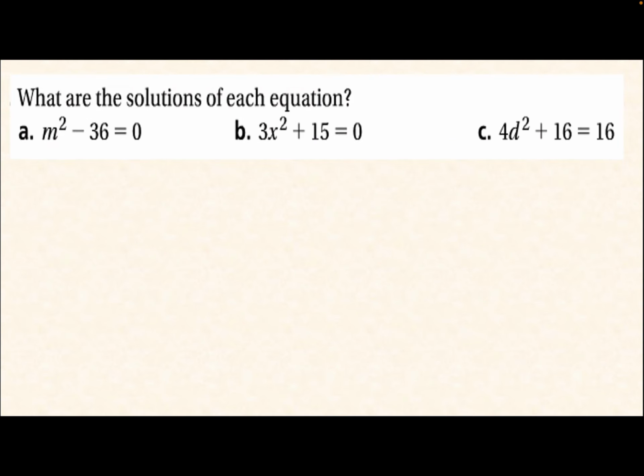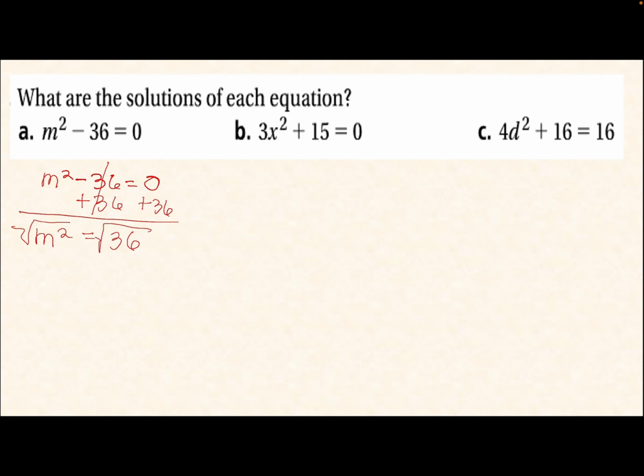Next, we have here. What are the solutions of its equation? Number 1, or letter A. m squared minus 36 equals 0. Doing the same thing, get the opposite. Positive 36, positive 36. So you now have here m squared. Negative 36 plus 36, that will be 0, is equal to positive 36. Okay? So extract the square root.